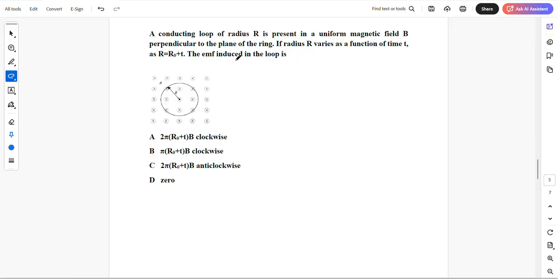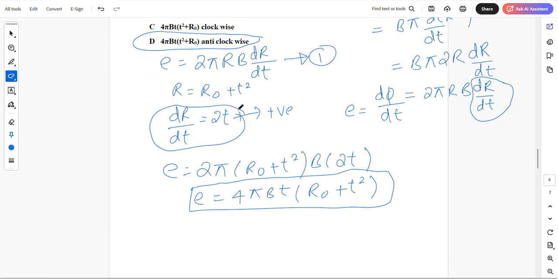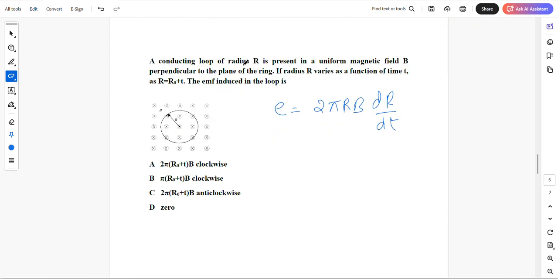What it is saying? Again the same problem. What is the equation we got? E is equal to 2 pi r B dr by dt. Hope you understood this equation 1. We just have to substitute how much r is here. R is equal to r naught plus t. What is dr by dt? Differentiation of a constant is 0, and differentiation of t with respect to t is 1.